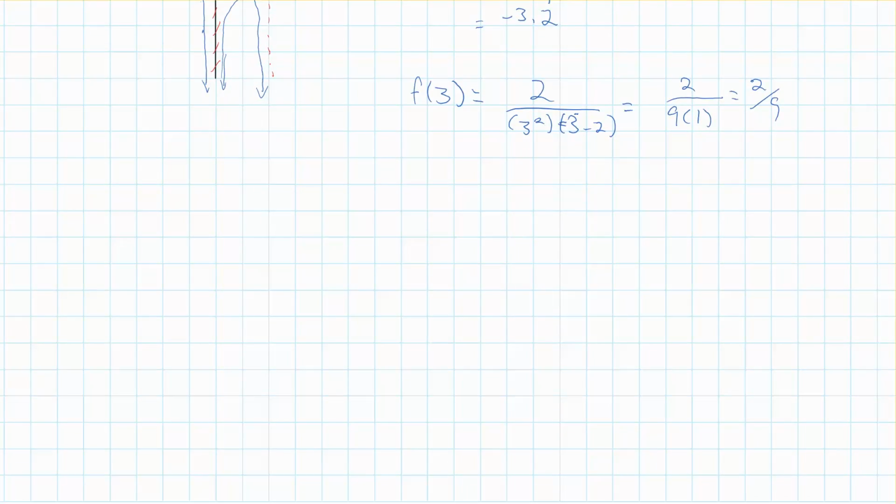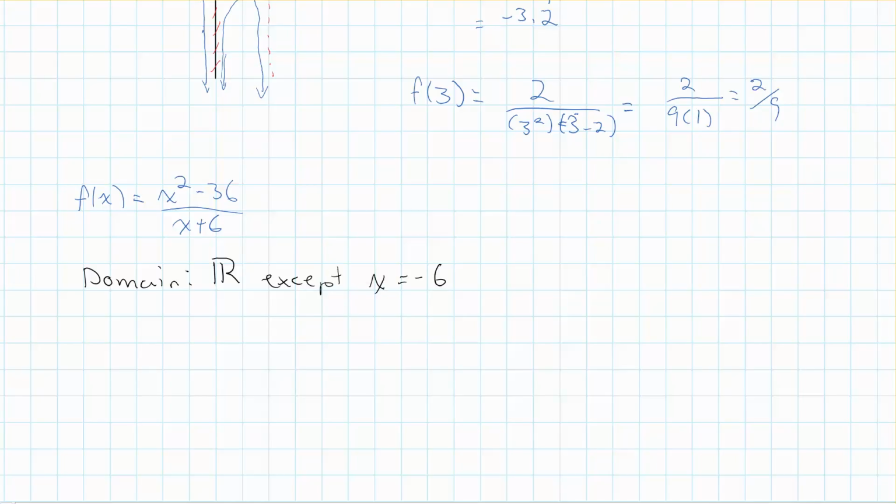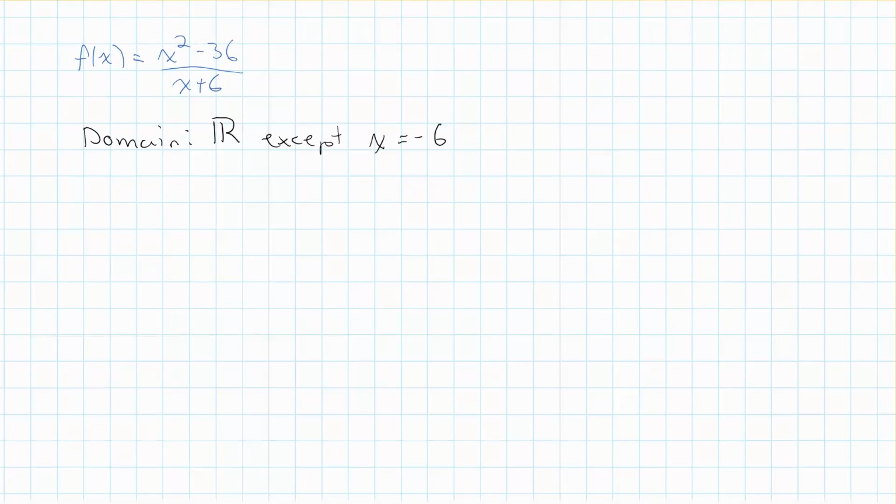And this is going to be an example where we're going to actually reduce the thing down, because again, we're going to look for vertical asymptotes. And so this is going to be looking at the function f at x equals x squared minus 36 over x plus 6. So again, the domain here, as we can see just here, it's all real except x equals negative 6. Okay, so then let's look at horizontal and vertical asymptotes.